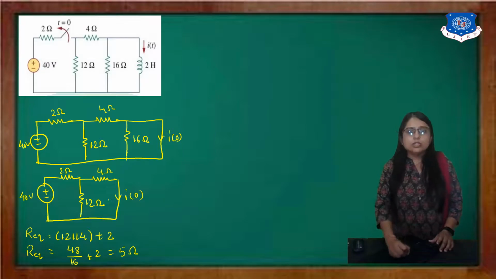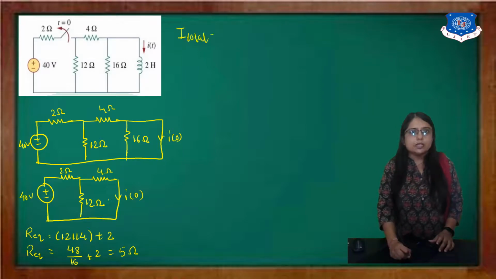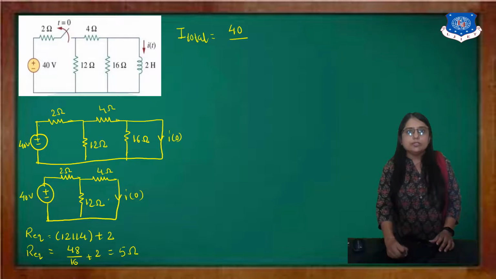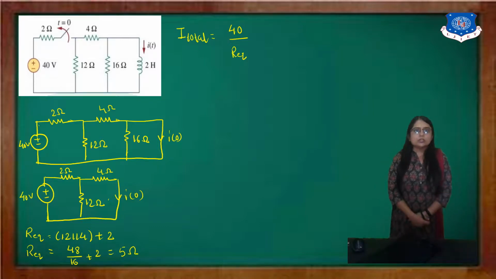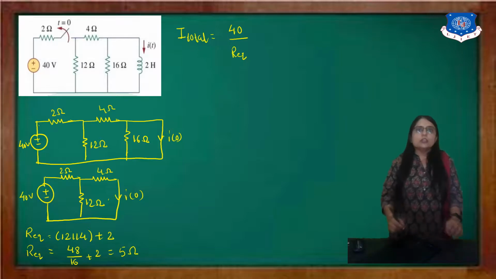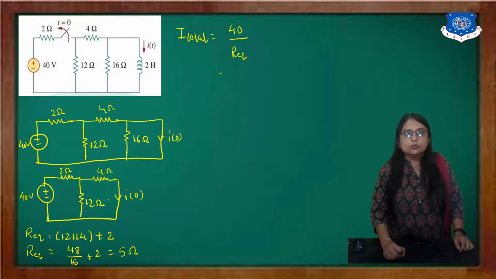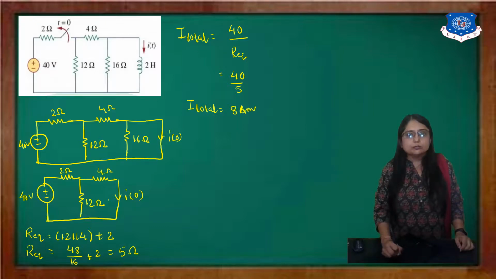Now I'll find out the total current, that is I total. How do I get the I total? The total voltage is 40, and I have to divide it with the R equivalent, that is the total resistance of the circuit. So that equals 40 divided by 5. So the I total equals 8 ampere.